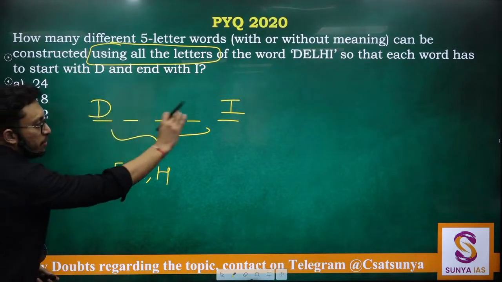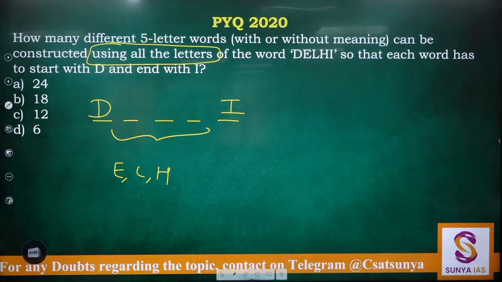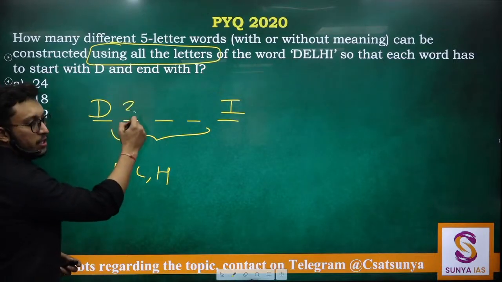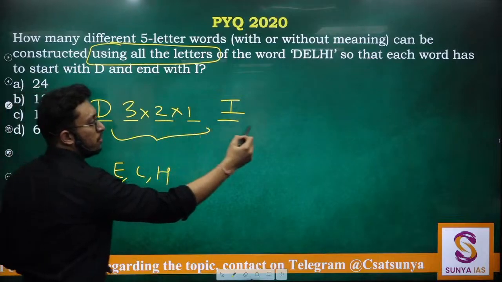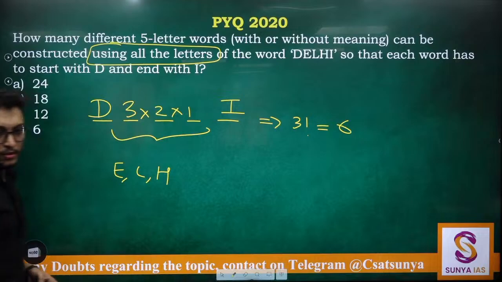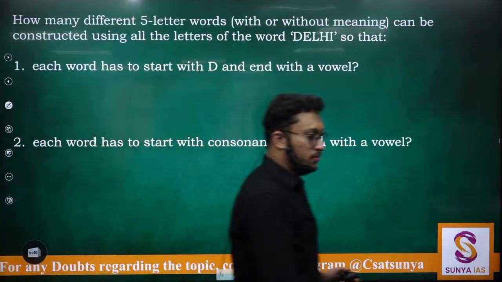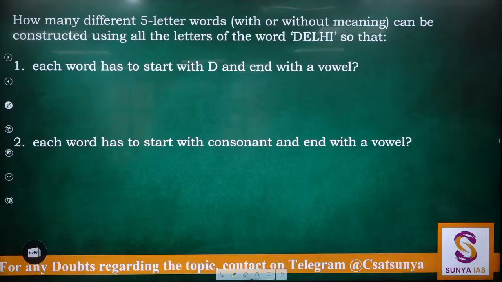Now there are 3 places to be filled with these 3 alphabets. How many options? 3, 2, 1. Total 3 factorial, yeah, 6 ways. Is this fine? Next पे करें. Try this one.